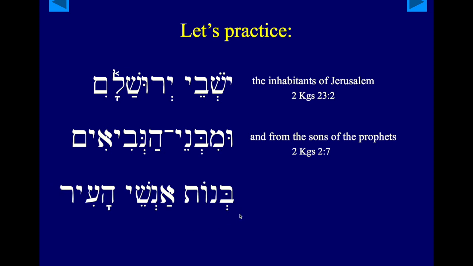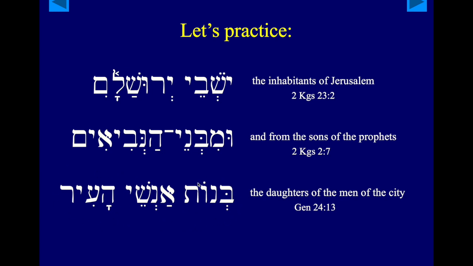Banot Anshe Ha'ir. Now, Anshe should sound like a word you know, but it's not complete. It's kind of like when I say "I'm going to go" instead of "I am going to go." I'm condensing my words. Here, something's been condensed. So Anshe, think of Anashim. Remember that? You've lost your meme. Your masculine plural ending has gone away. And then Ha'ir, the city.